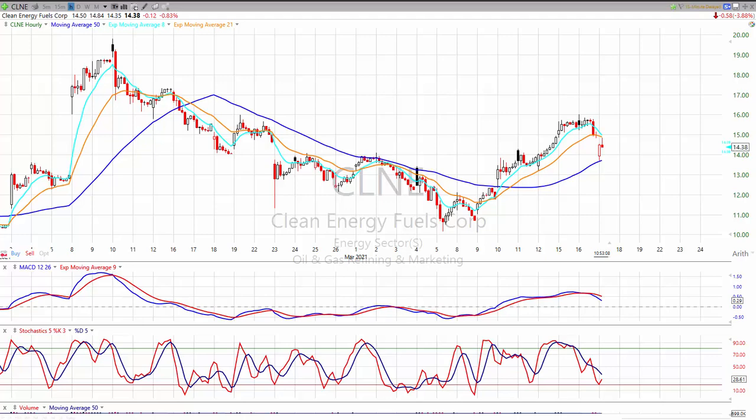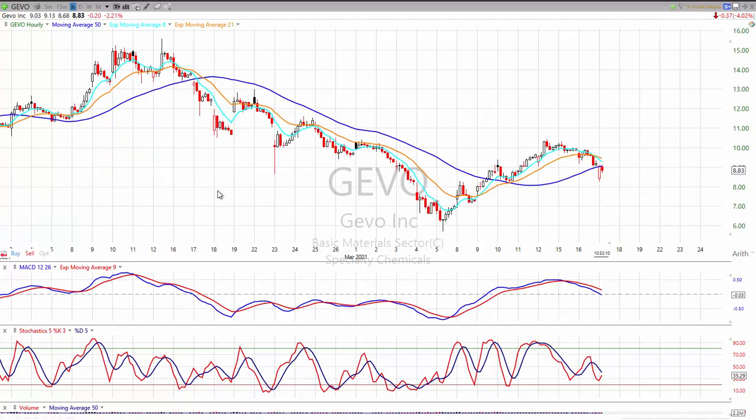Okay, next one is GEVO. Another stock that we played on the way up, gave us some good profits. Then it was undergoing a pretty stiff correction, and then it started to bounce. All right, so this is how things played out.